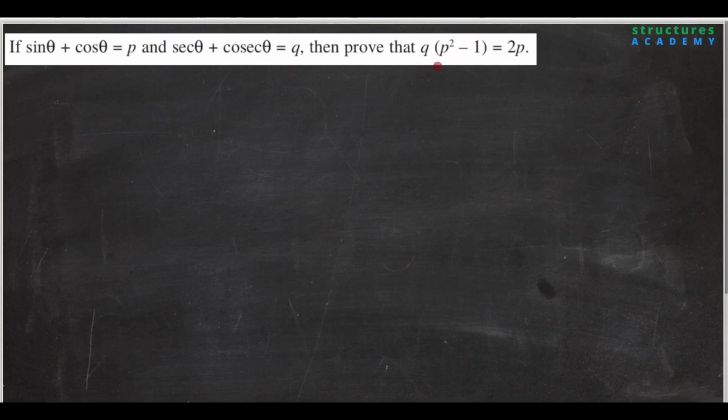So what we will do is first we will find out what is P square. Then we'll subtract 1 from that. That will give us this term in the brackets. And then we'll multiply it with Q, which is secant theta plus cosecant theta. And let's see what happens.